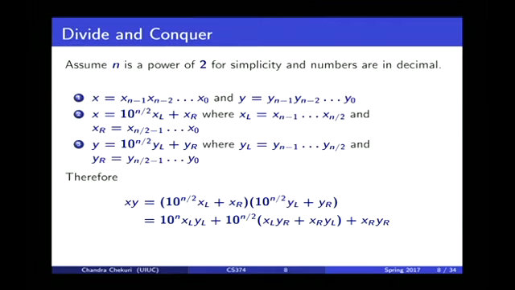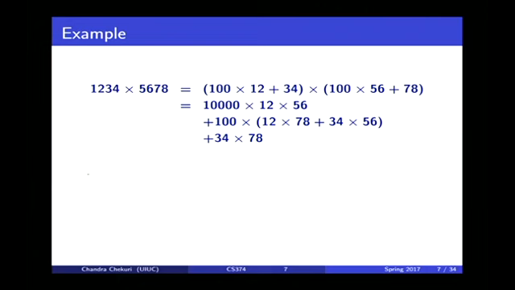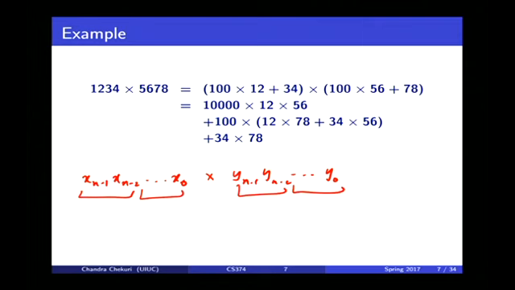So I have an n-digit number, X(n-1), X(n-2), a long n-digit number. I want to multiply it with Y(n-1), Y(n-2), down to Y0. So I'm going to think of this number as two n over 2-digit numbers, so that I can solve the problem for n using multiplication with n over 2-digit numbers.